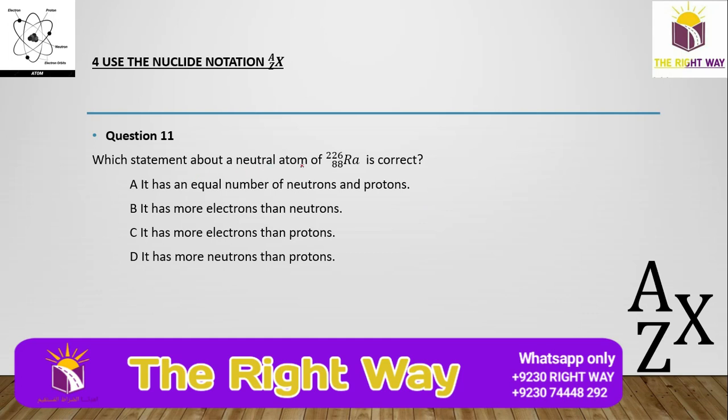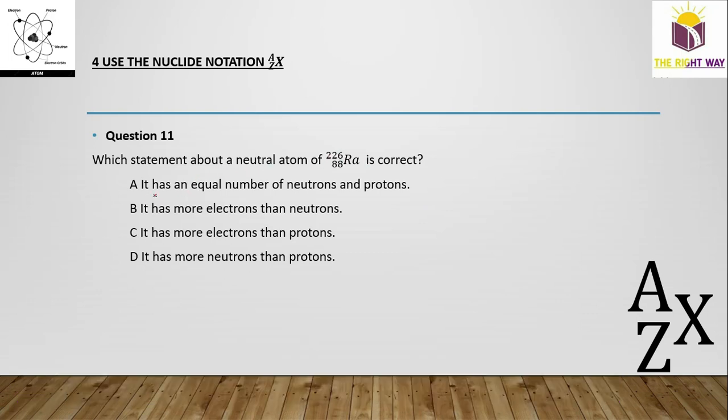Which statement about the neutral atom of radium-226-88 is correct? It has an equal number of neutrons and protons. So, let's check 226 minus 88.